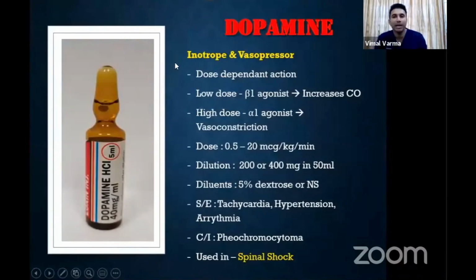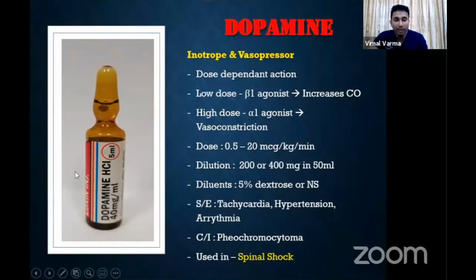So those were the inotropes, and next we will talk about dopamine. Dopamine is similar to adrenaline in its effects. At low dose, it causes a dose-dependent beta-1 agonist action, increasing cardiac output. At high dose, it causes alpha-1 agonist action and vasoconstriction, so it increases your SVR. The dose will be 0.5 to 20 mcg per kg per minute.